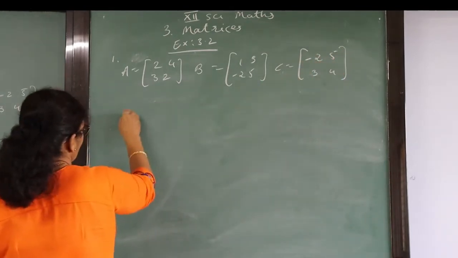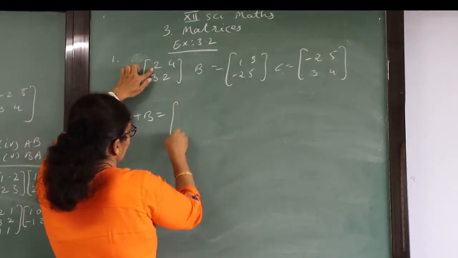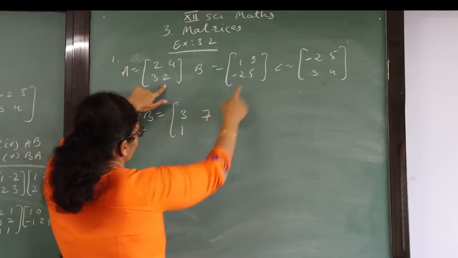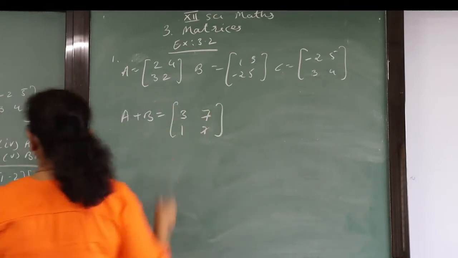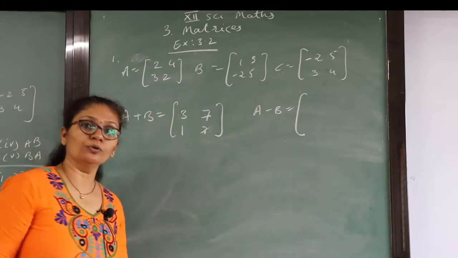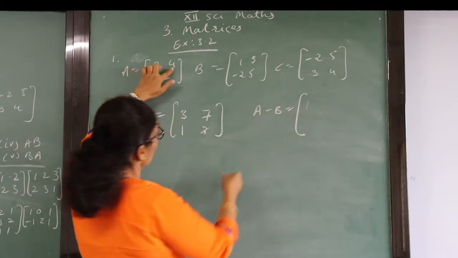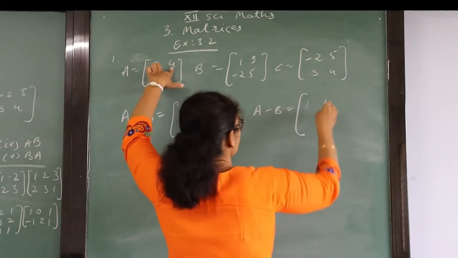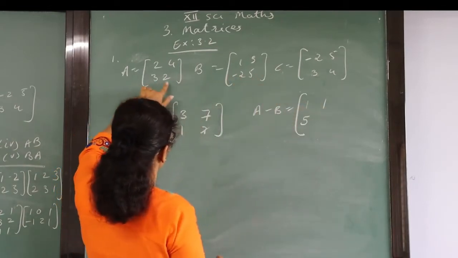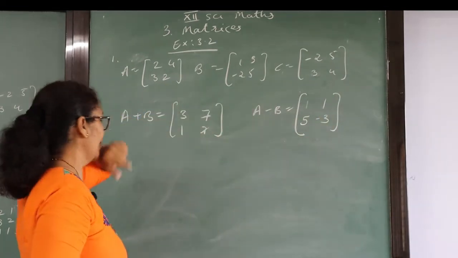Now first is given A plus B. Now I think it will be easier. 2 and 1 is 3, 4 and 3 is 7, 3 minus 2 will be 1 and this will be 7. This is your first answer. Now second is A minus B. For minus, what to do? Simple subtraction. So 2 minus 1 will be 1, 4 minus 3 again 1. Similarly 3 minus minus 2, so minus minus plus will be 5 and 2 minus 5 will be minus 3.